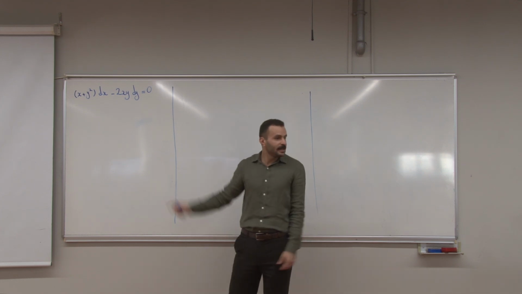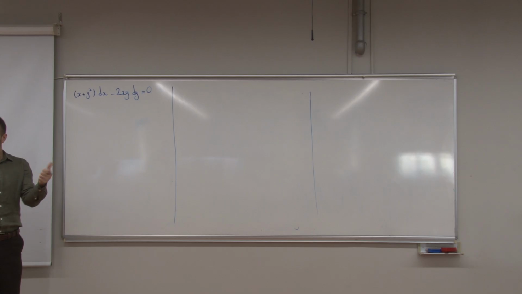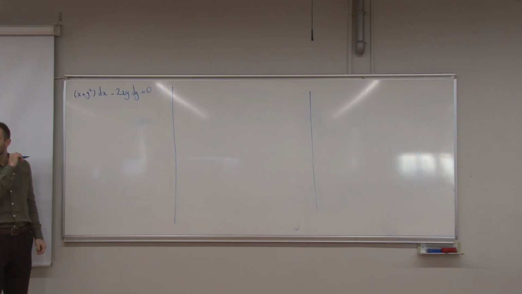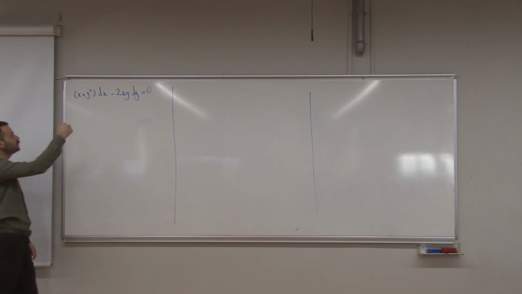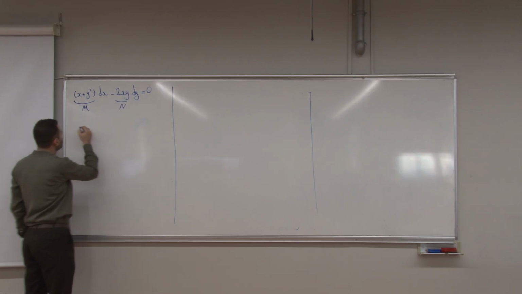What is the next question? Is it exact or not? The next question is this. Is this an exact equation or not, right? For it to be exact, we need to check, first of all, what is our m, what is our n, and then their partial derivatives. Try to see if they are equal or not. What is our m here? M is the coefficient of dx, right? So this is m, and this is n.